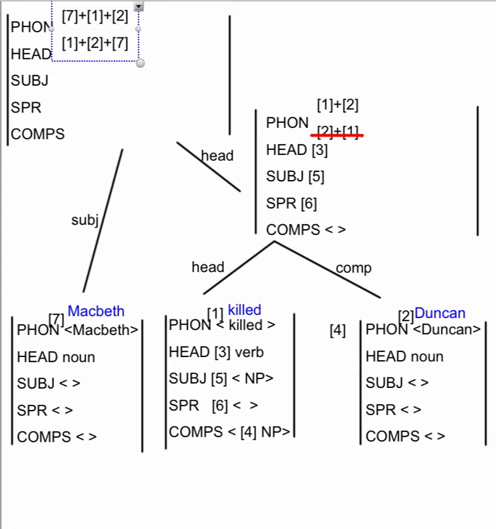What about the head value? The head value is taken care of by the head feature principle. This principle says that the head value of the mother is the same as the head value of the head daughter. So again, we get the tag 3, and the tag 3 stands for verb.